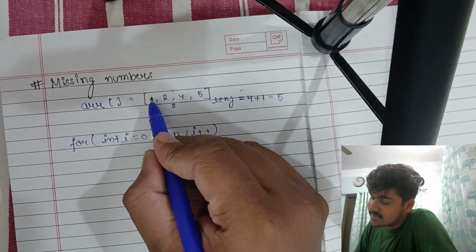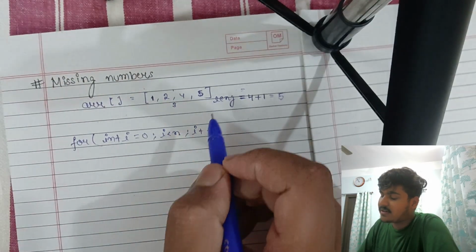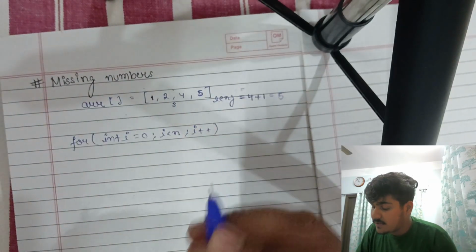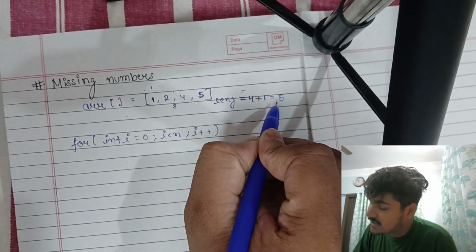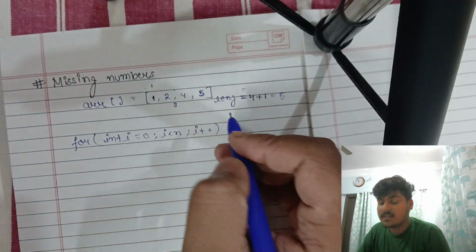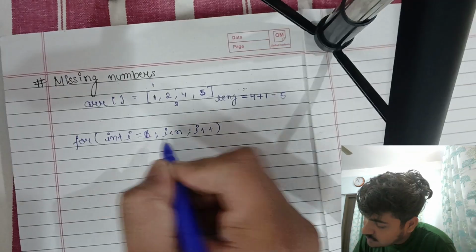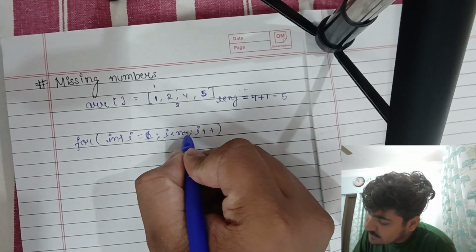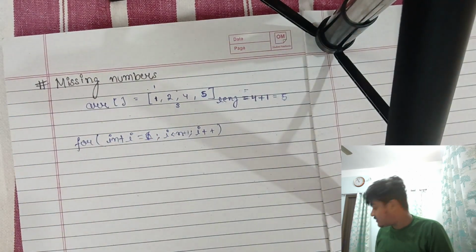That's why it is given from 1 to 5, and we have to decide from 1 to 5 which number is missing. So what we need to do is find, from 1 to length plus 1, whether it is really in the array itself or not. So we can run a loop from 1 to what I have told you, length plus 1.